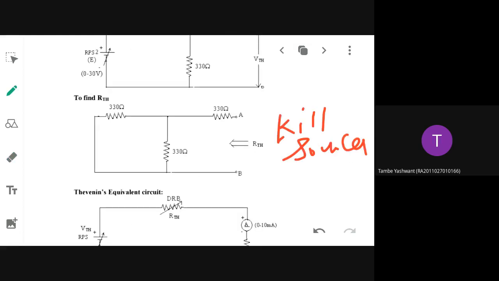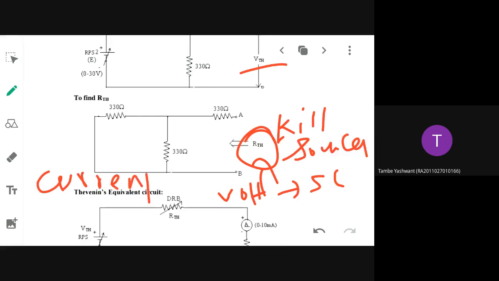First thing you have found out VThevenin, that is open circuit voltage. Next thing is you need to find out Thevenin's resistance. For that you need to kill the sources. Kill the sources means if there are voltage sources you will be shorting, short circuiting. If there are current sources you will be opening. That is the meaning of killing sources. So what do you mean by killing sources? Voltage source means you will short. Current source means you will be opening.